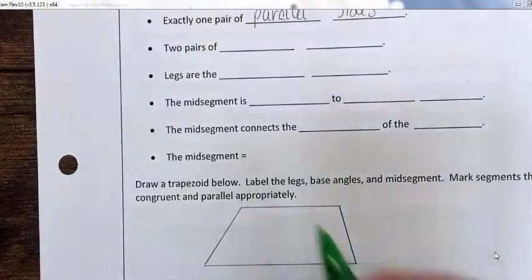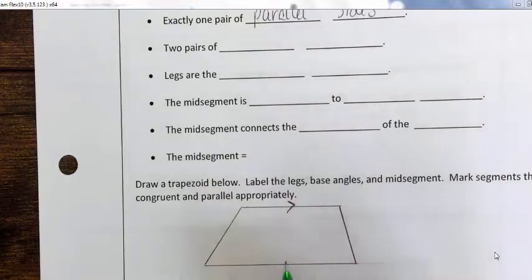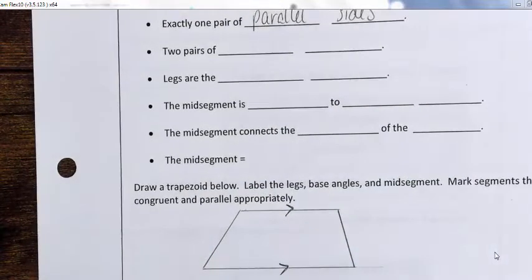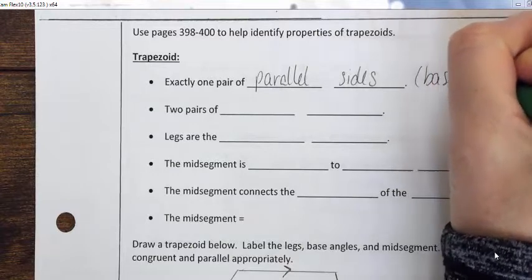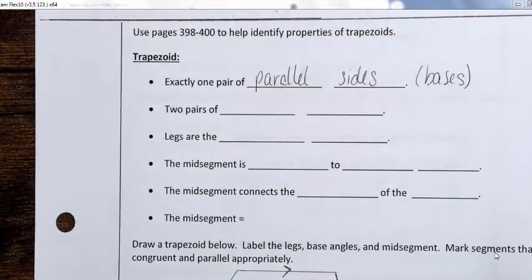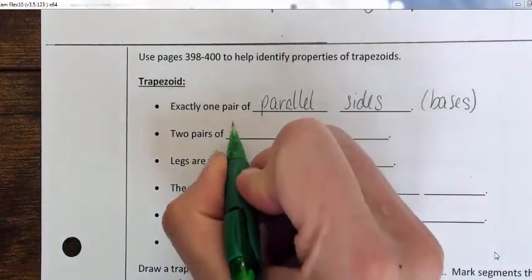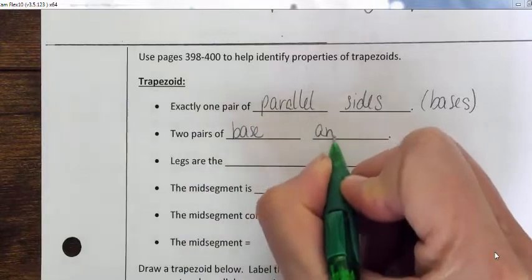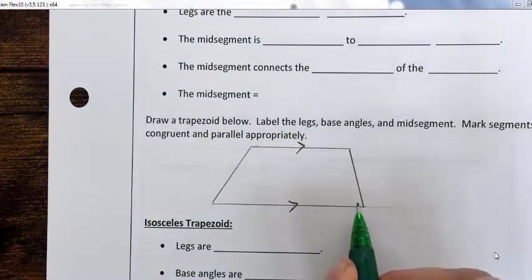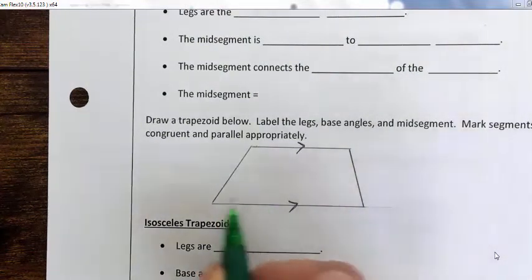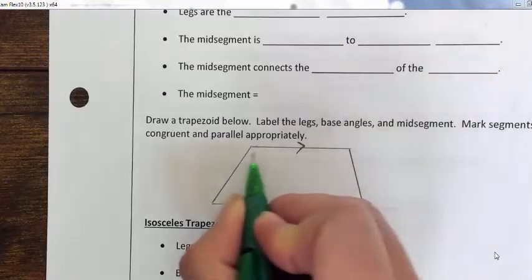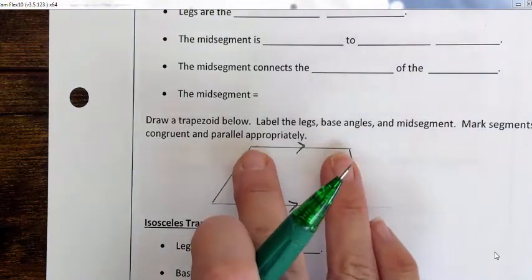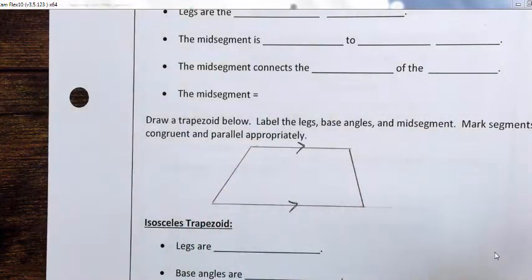So we have one pair of parallel sides, and we call those actually the bases. These are called bases. There are two pairs of base angles. So the base angles are basically what touch the bases. So there's one pair here. This is a pair of base angles. I'm not saying that those are necessarily congruent. And then there's another pair of base angles here. Okay, so two pairs of base angles. One pair touches one of the bases, the other pair touches the other base.